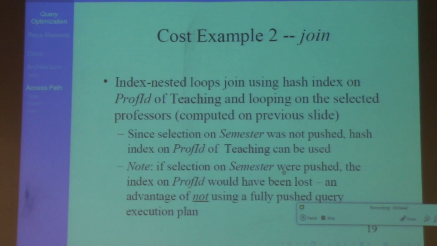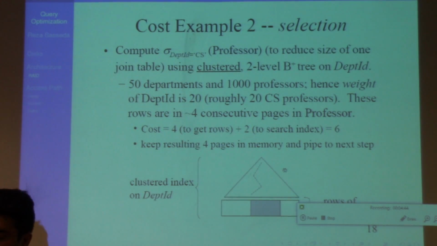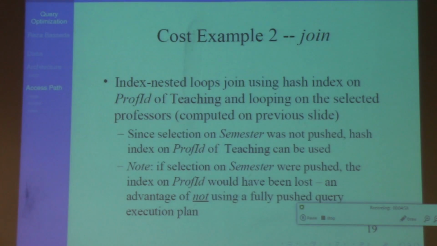Then what next? Why 4 page transfers? Because the rows are spread across 4 pages. Right, exactly. So we can have at most 4 pages for the professors. So, okay, what's the next? Again, join. So what kind of join can we use? Do we have an index on the professor ID?